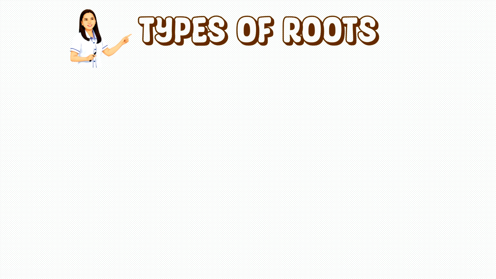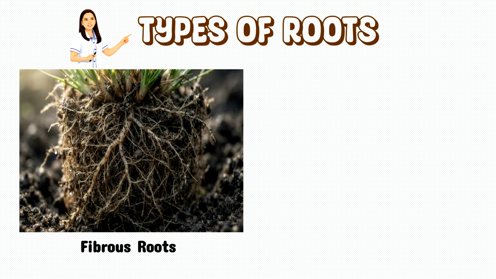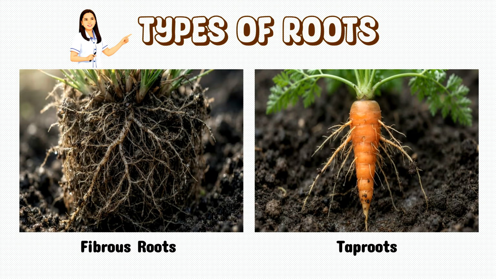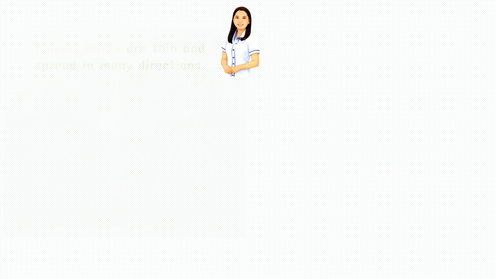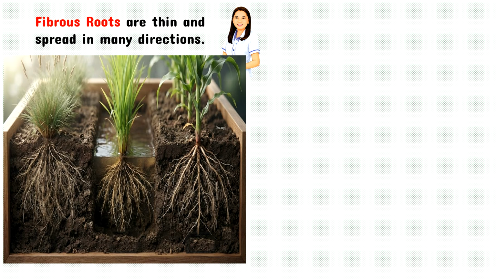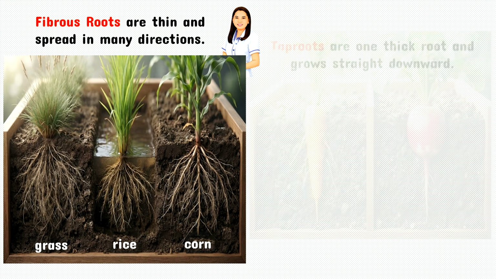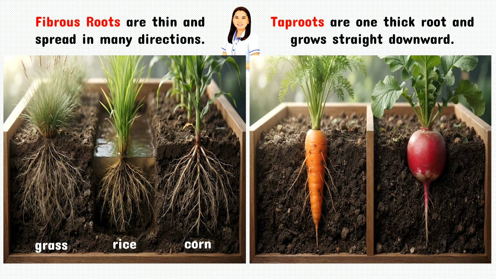There are two types of roots: the fibrous roots and the tap roots. Fibrous roots are thin and spread in many directions, like grass, rice, and corn. On the other hand, tap roots are one thick root that grows straight downward. Examples are carrot and radish. Can you give more examples of fibrous roots and tap roots?